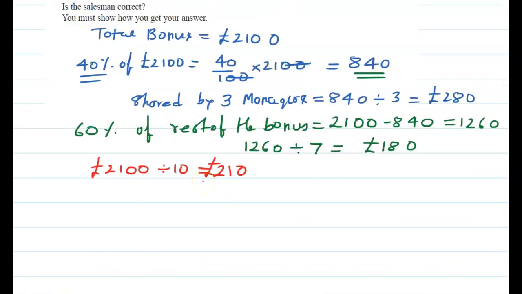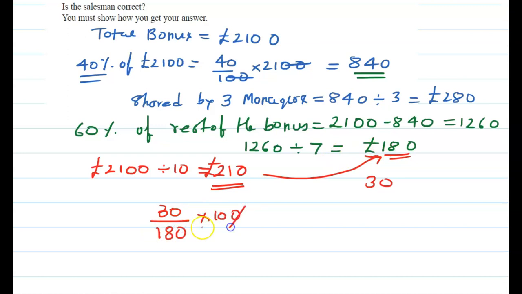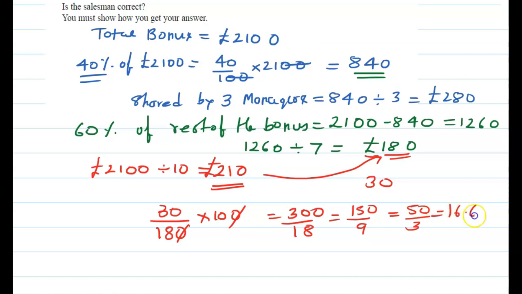In this case, it is 210 here and 180 here. Their difference is 30 pounds. He is saying 25% more money, so let's find the percentage: 30 divided by 180 times 100. The 10s cancel, so it will be 300 divided by 18, that is 150 divided by 9. If we divide by 3, it will be 50 over 3, that is 16.6%. Which is not 25%, so the answer will be no. Okay, let's go for another question.